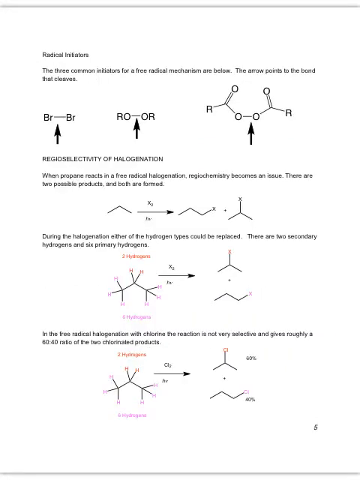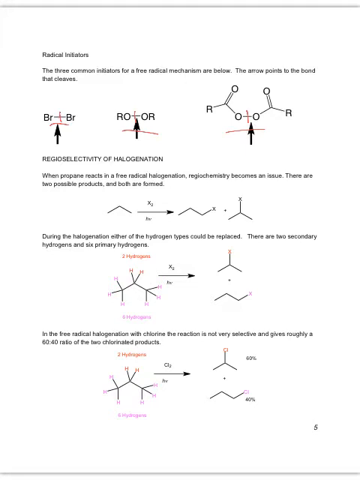So initiators for this are normally either a bromine halogen bond and a peroxide, or the peracid, peranhydride, and these all have the same sort of bond that we can homolytically cleave to start the process along.